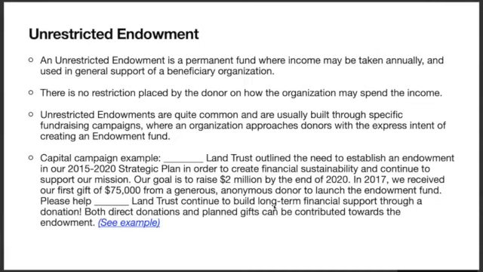And so third, we have an unrestricted endowment. An unrestricted endowment, again, is a permanent fund where the income can be taken annually and used for general support of the beneficiary organization. So again, principal is restricted. It's meant to be a permanent fund. The income is available, and it is really up to the organization whether they take that income and how it's utilized. So no restriction placed by the donor on how the organization may spend the income.